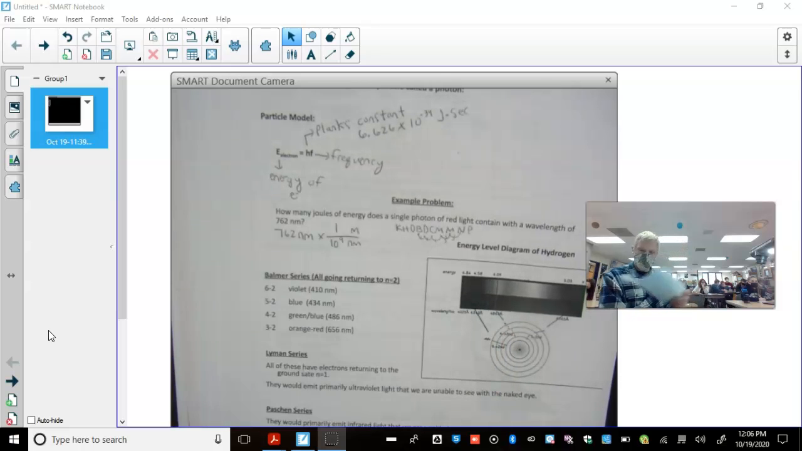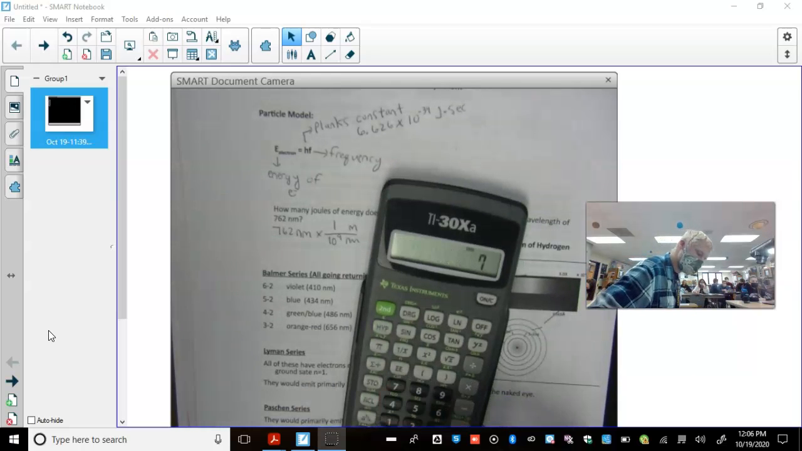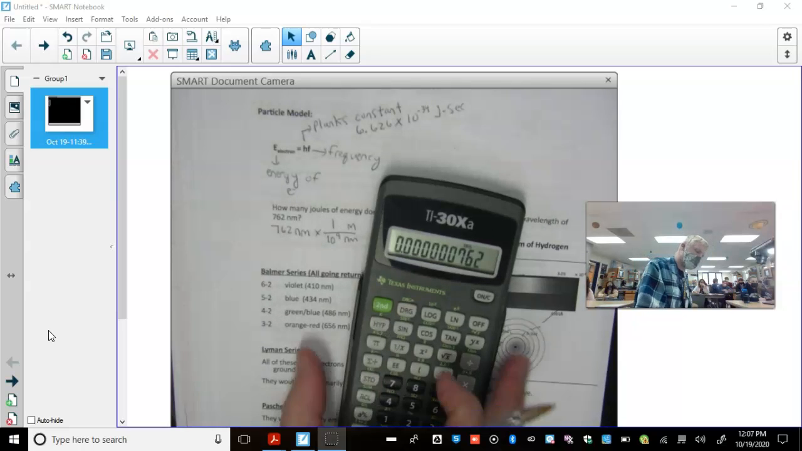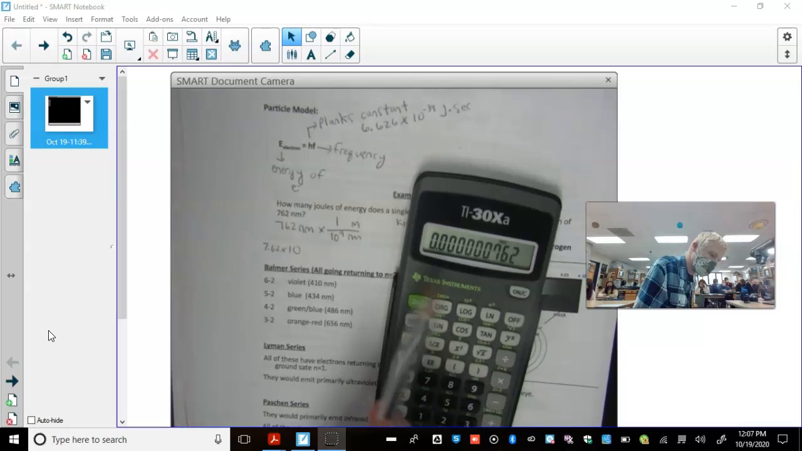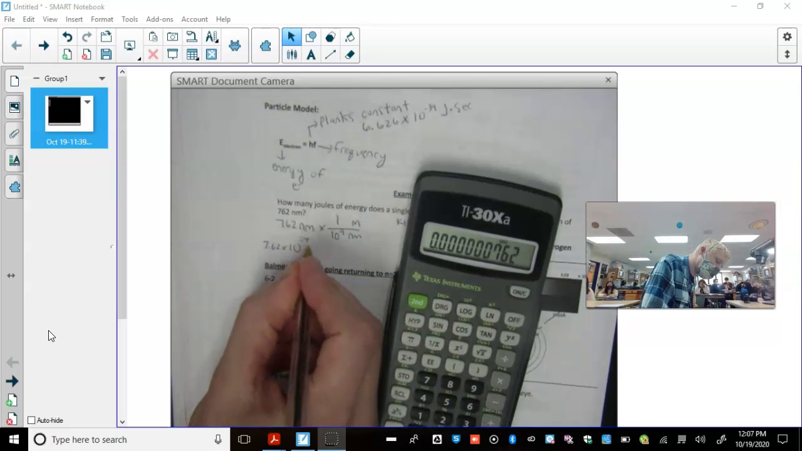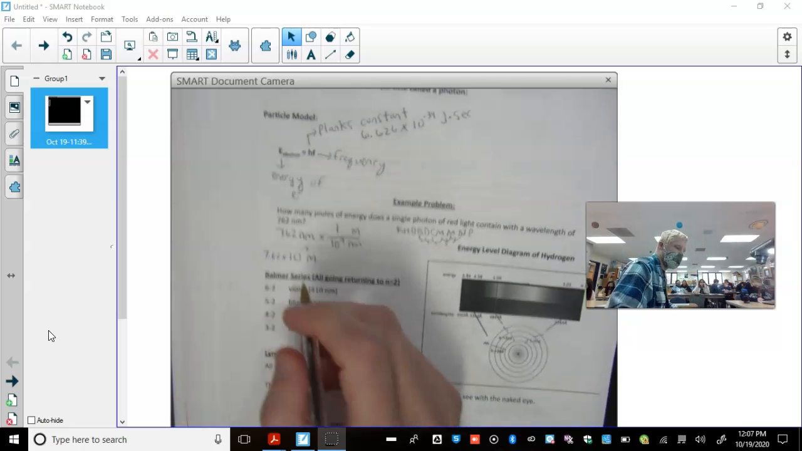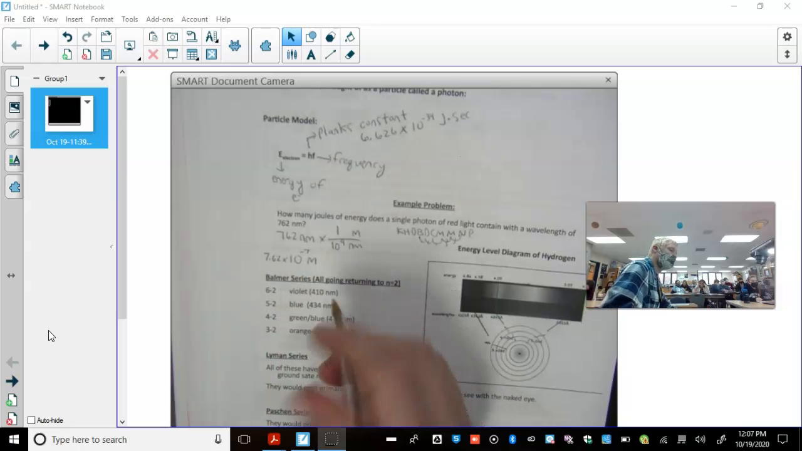Oh man, I'm going to need a calculator. Oh, a lot of zeros. 1, 2, 3, 4, 5, 6, 7. All right, there it is. So I'm just putting in scientific notation because I don't know how many zeros those were. But we got 7.62 times 10 to the negative 7 meters.